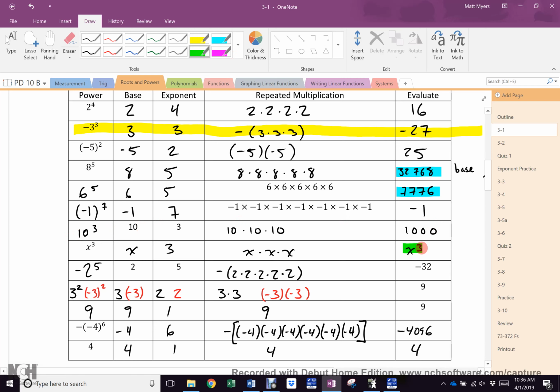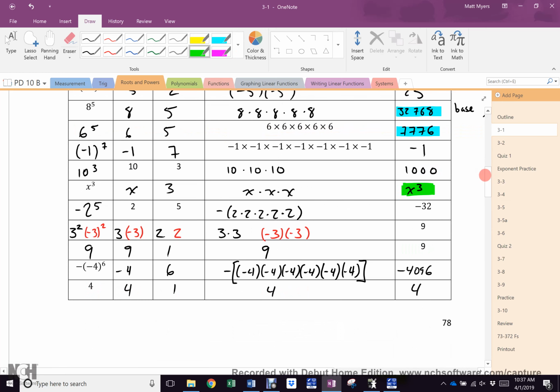Why is there no number there? Because you don't know what x is. X is just some value. So you cannot evaluate it. This one is troublesome. How does positive 2 repeated 5 times get to a negative? There has to be a negative out in front. And that negative isn't repeated.